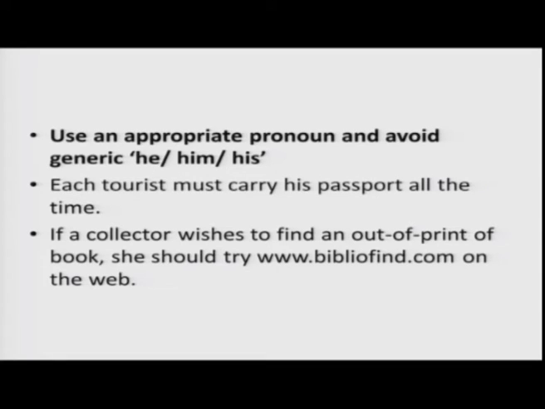So, I have mentioned you should avoid the generic he. There are some examples here. Each tourist must carry his passport all the time. So, why use the pronoun his? A tourist can be male or female. So, avoid it. If a collector wishes to find an out of print book, she should try www.bibliophile.com on the web. So, you are assuming a collector is a she. This is again a problem. This is again a sexist bias. So, these things you should avoid.